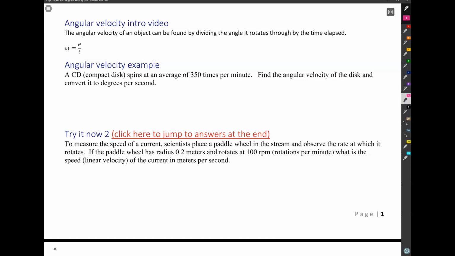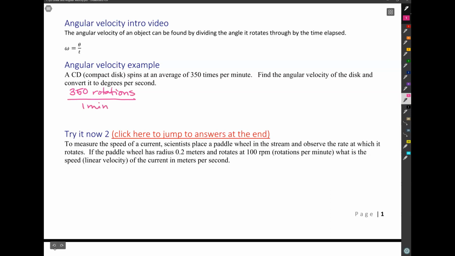We're looking at a CD and we know it spins an average of 350 times per minute. And we want to convert that to an angular velocity and also make sure it ends up in degrees per second. So it's almost an angular velocity already. We get 350 full rotations in 1 minute.